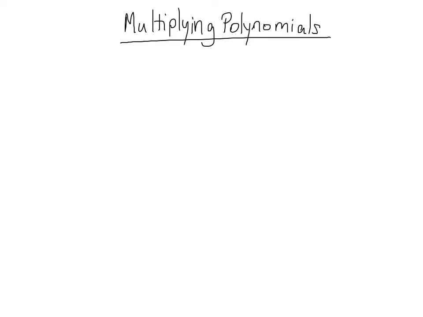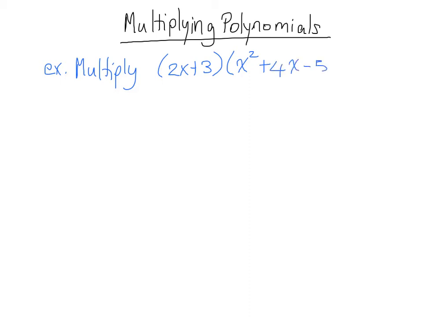In this video, we'll be looking at how to multiply polynomials. In order to do that, we'll have to make full use of the distributive property. So let's begin with an example. In my example, I would like us to multiply 2x plus 3 by x squared plus 4x minus 5.